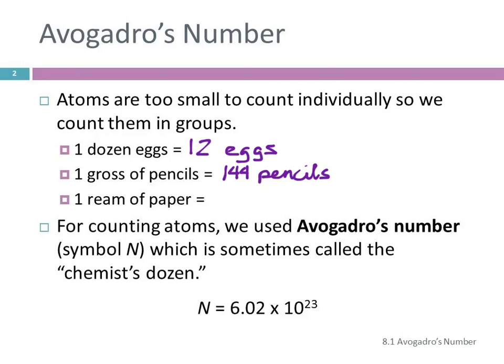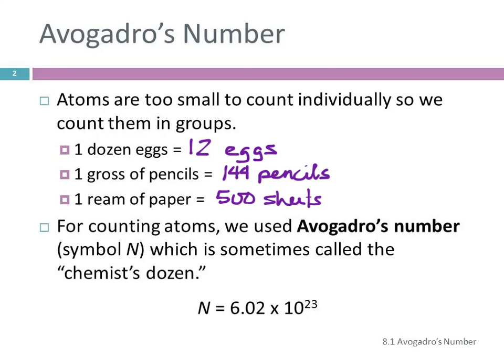Paper is often sold by the ream. The ream is a quantity. How many pieces of paper in a ream of paper? I heard 8 and 100. I think 8 was, I misheard someone. How about 500? A ream of paper is 500 sheets of paper. These are counting units that we use in everyday life.